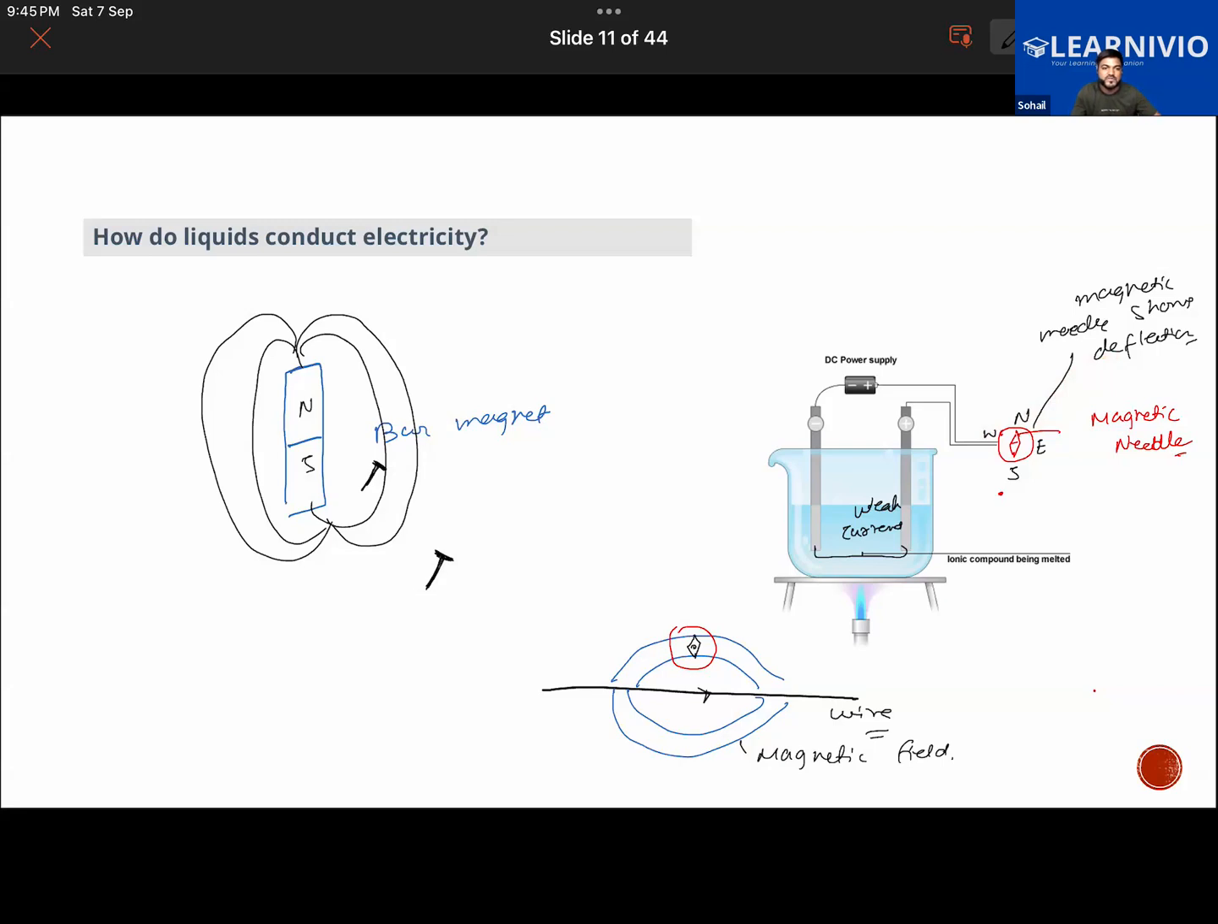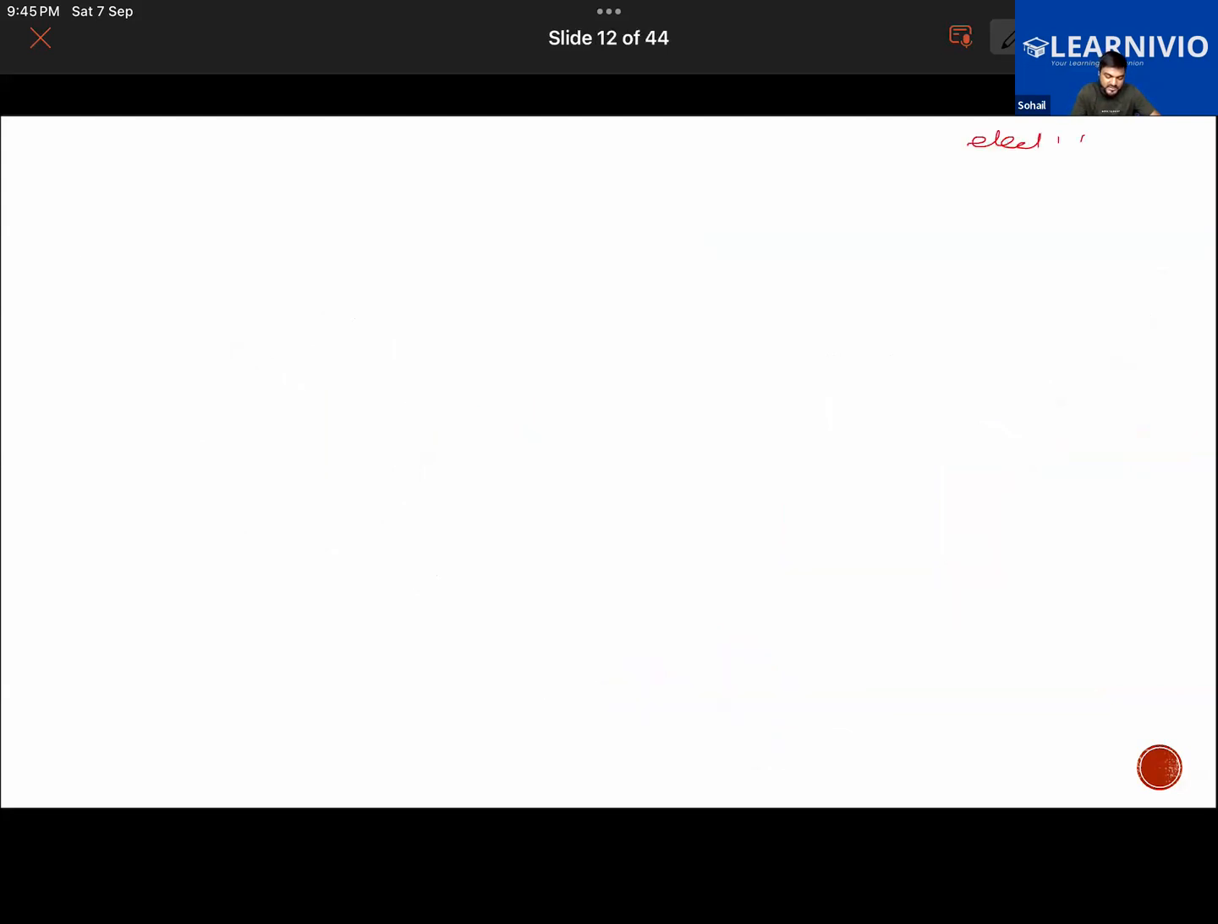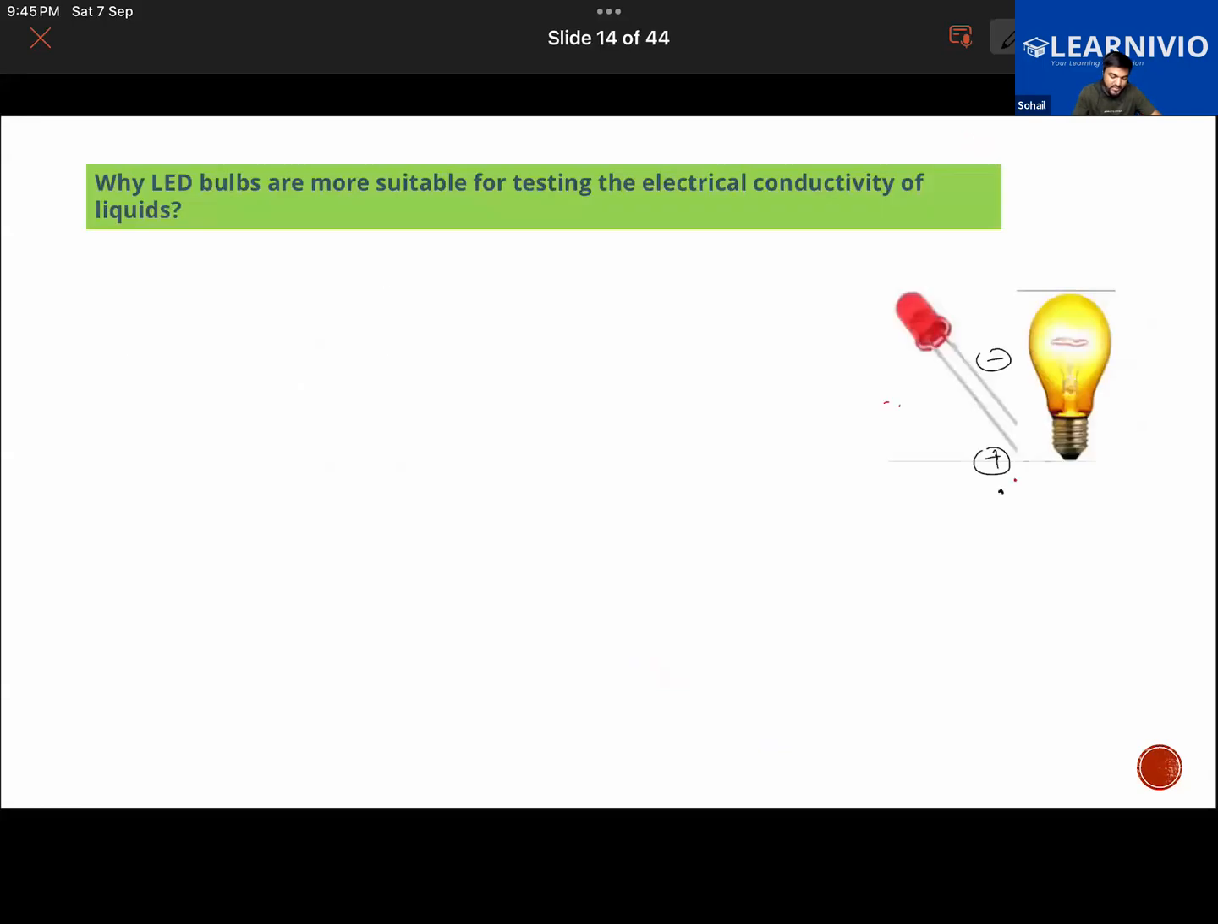So that is also one of the ways how we can check whether a liquid conducts electricity or not. There are three ways: by LED bulb, by this magnetic compass, and with the incandescent bulb also. But the more appropriate ones are the magnetic compass and the LED bulb. They are the better options. So hope you guys have understood this.